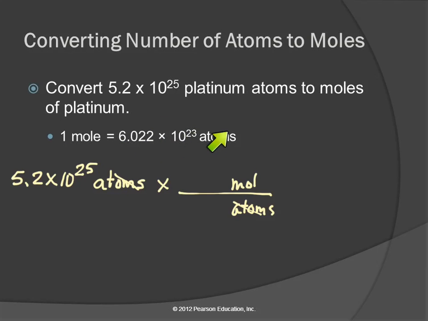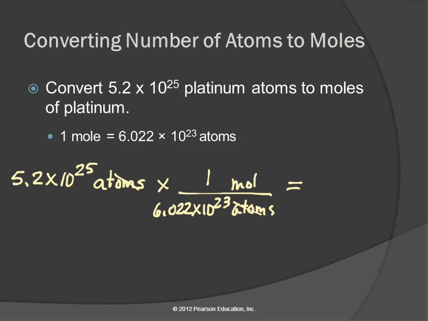atoms. We don't want to put that on the top because that would be like saying that 1 egg is 12 dozen eggs. And that doesn't make any sense, does it? 12 dozen eggs is 144 eggs. That's way more than 1 egg. So it's always 1 mole and Avogadro's number of atoms.